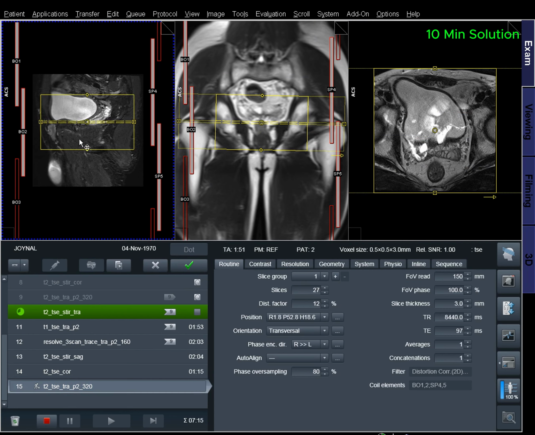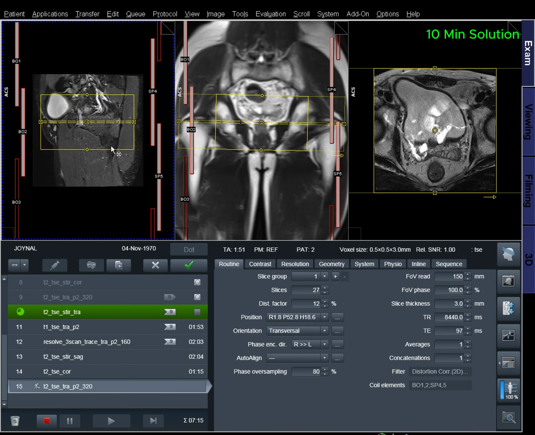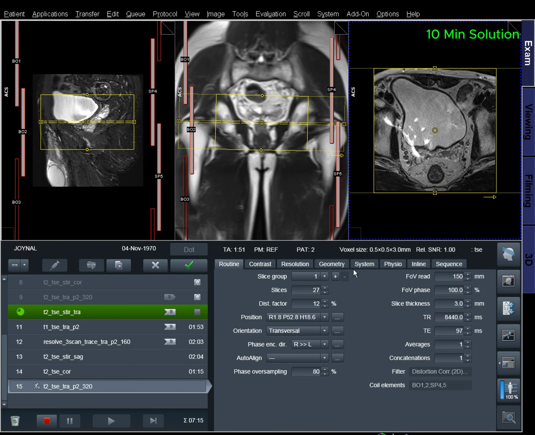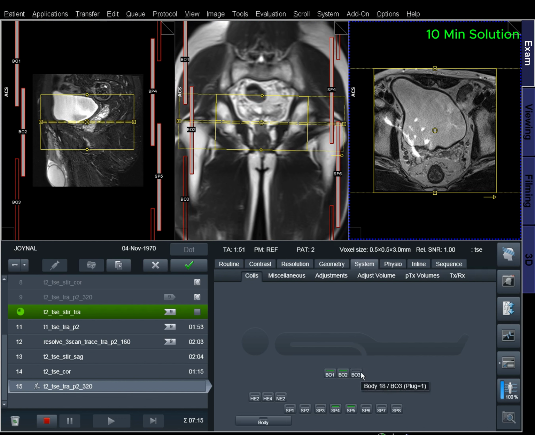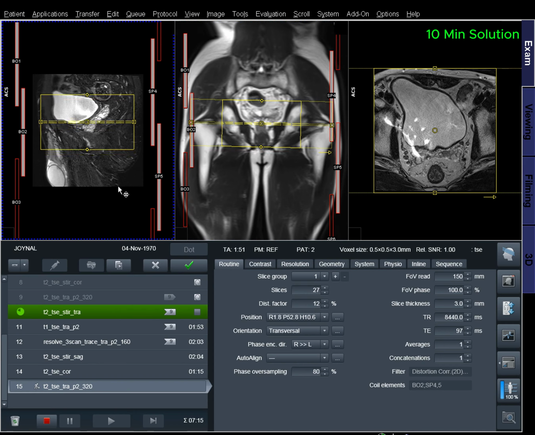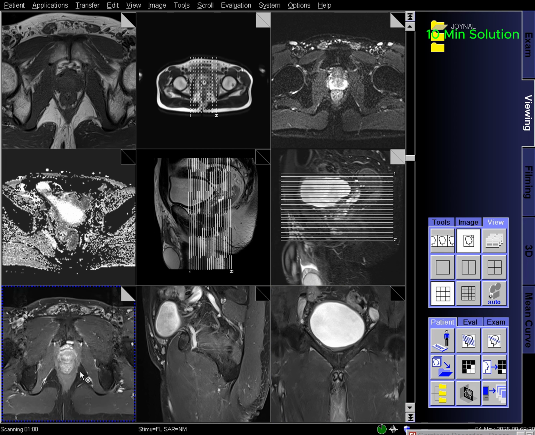T2 TSE Axial Planning. Plan the axial slices on the sagittal plane. Angle the positioning block horizontally across the prostate, i.e., parallel to the base of the penis. Check the positioning block in the other two planes. An appropriate angle must be given in the coronal plane, parallel to the right and left femoral heads. Slices must be sufficient to cover the whole prostate and seminal vesicles.